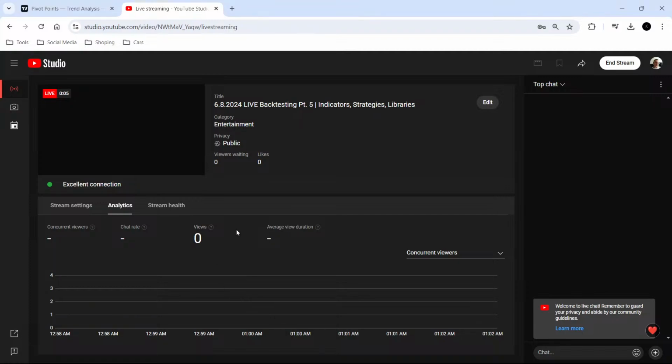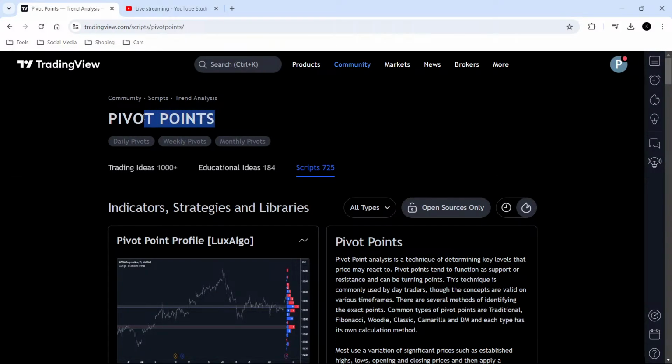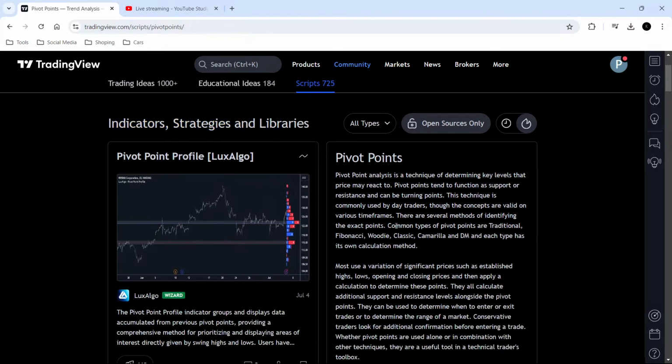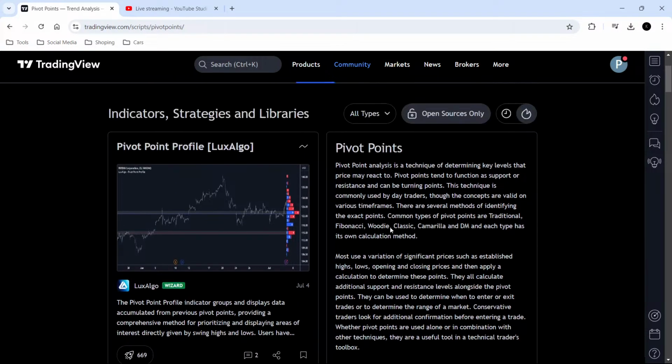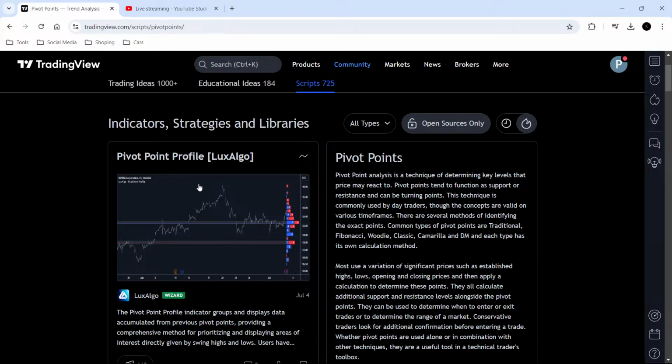Hello guys, today we are doing another live backtesting on the charts. Today I have prepared some libraries to backtest. We have some indicators and some strategies which I looked up on Google, and I got this website from TradingView, leading me to a website with loads of strategies that we can cover. Let's get into it.